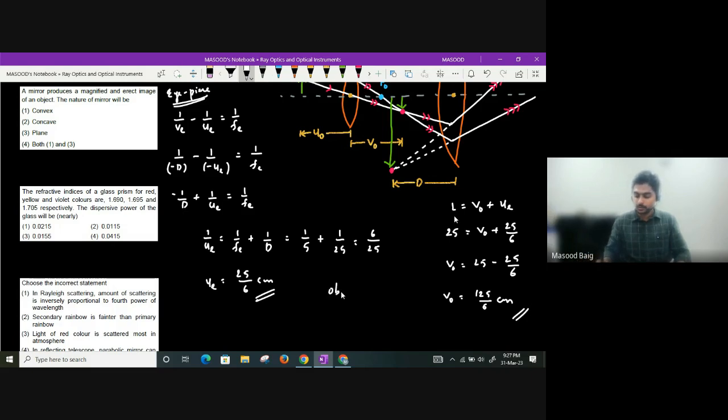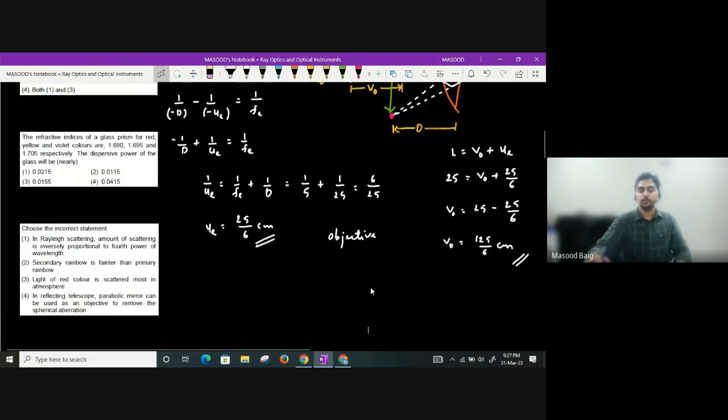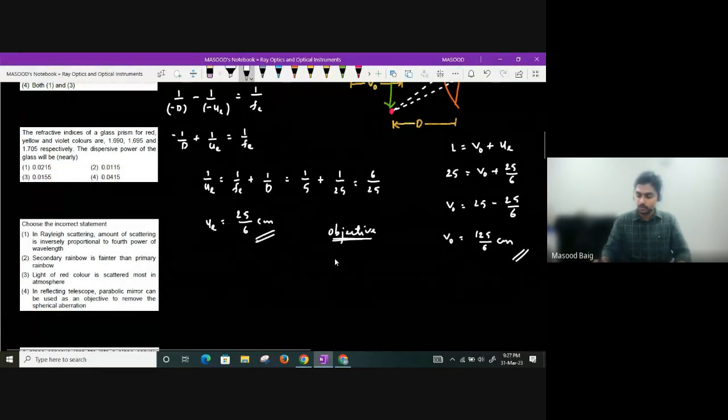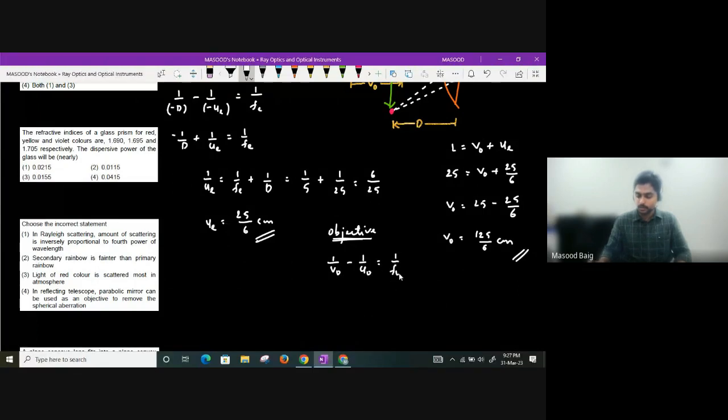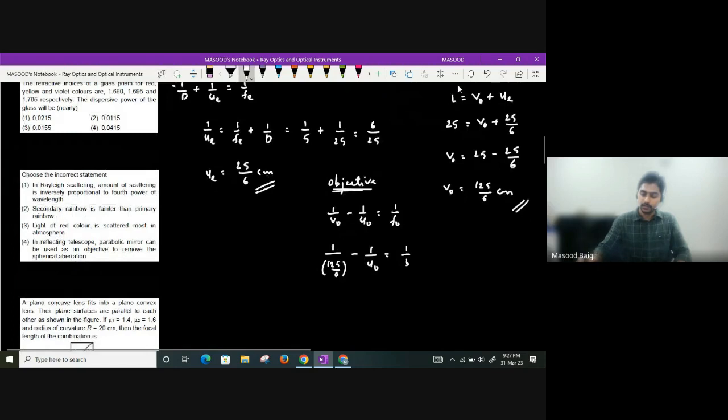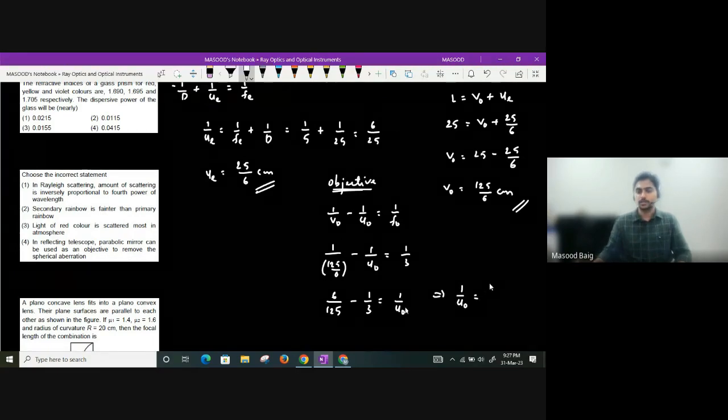Now I'll apply for objective lens, guys. So if I'm applying the lens formula for the objective lens, what are we going to get? 1 by V naught minus 1 by U naught will be equal to 1 by F naught. So V naught is anyhow a positive value, which is 125 by 6 minus 1 by, I'm not taking sign convention here, this is 1 by 3 again. What I'll get is 6 by 125 minus 1 by 3 will be equal to 1 by U naught, which implies 1 by U naught value will be 18 minus 125, how much is it?